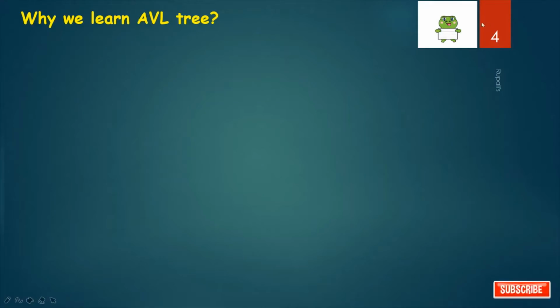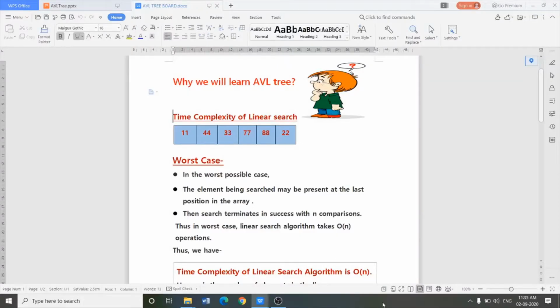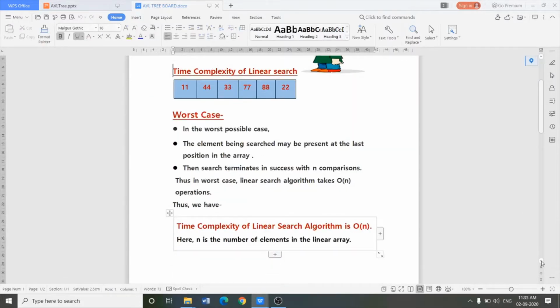Let's discuss the time complexity of linear search first. See, linear search means sequential search. This is our array. So what is the worst case time complexity of linear search? If the element that we want to search is at the last position, say in this example, if we want to search 22, then you have to compare 22 with the whole array.